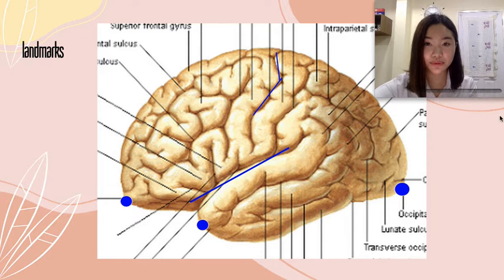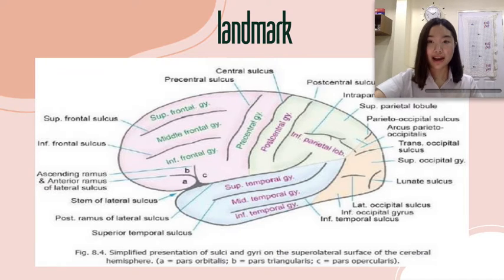Okay, so in this picture, I'm going to talk about the frontal lobe first, which is in pink. And the precentral gyrus is separated by the precentral sulcus, and this one is called the superior and inferior frontal sulcus, which divides the superior, middle, and inferior frontal gyri.